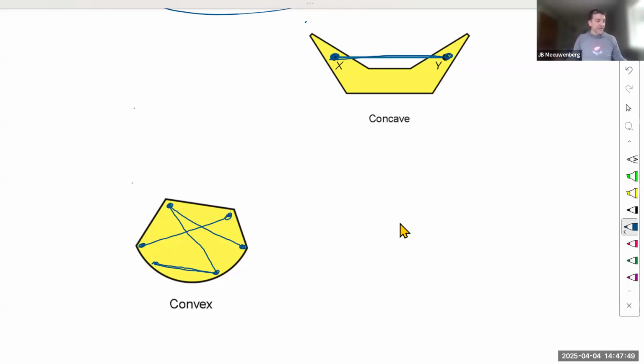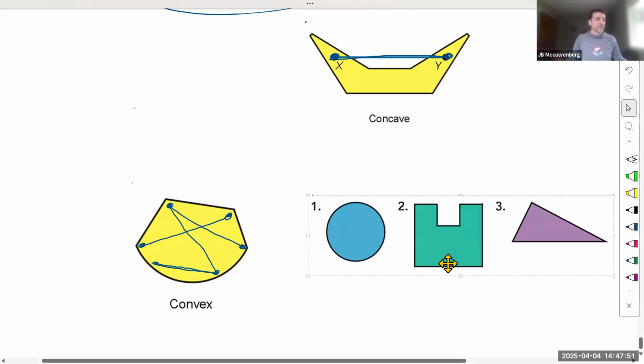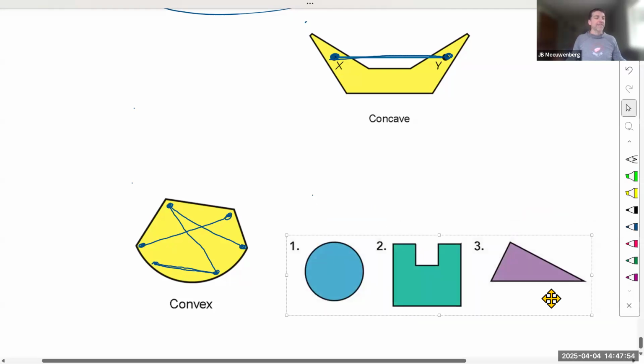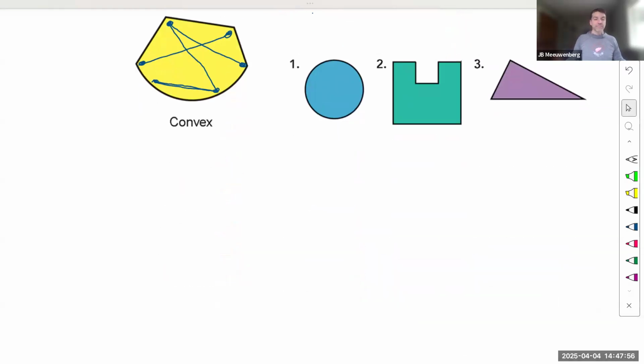So here again is another check for you. Those three figures, label them as concave or convex.